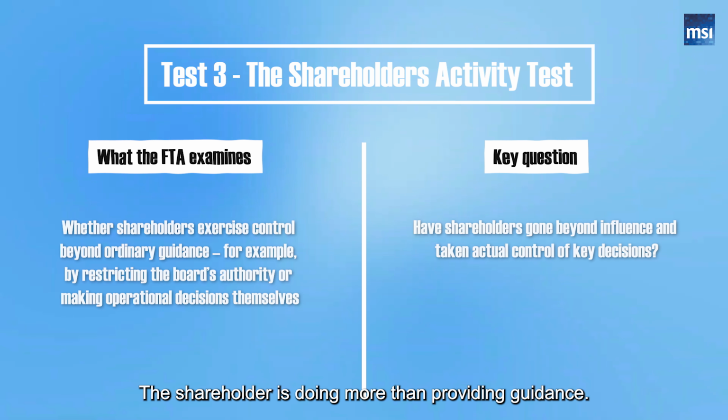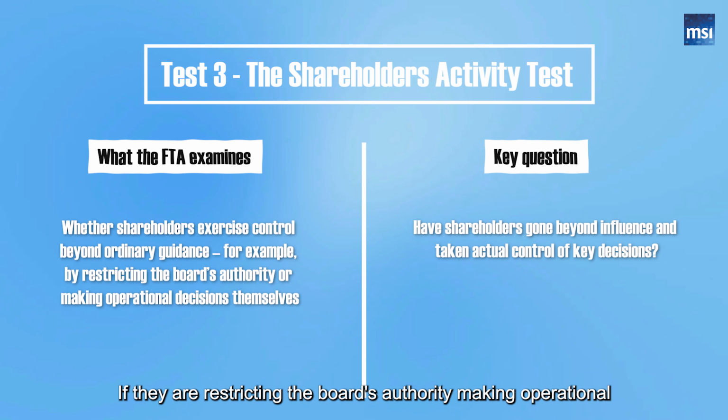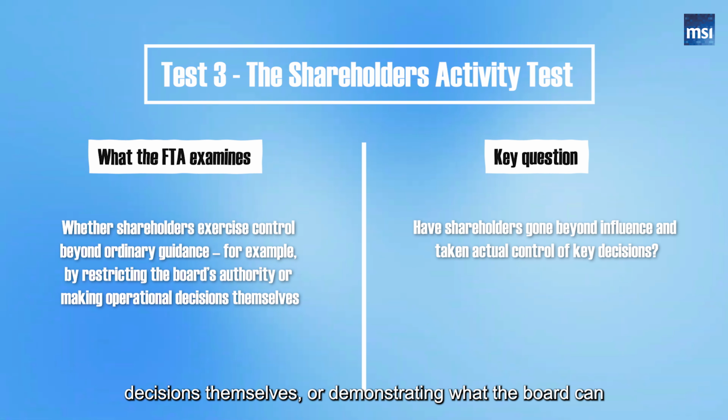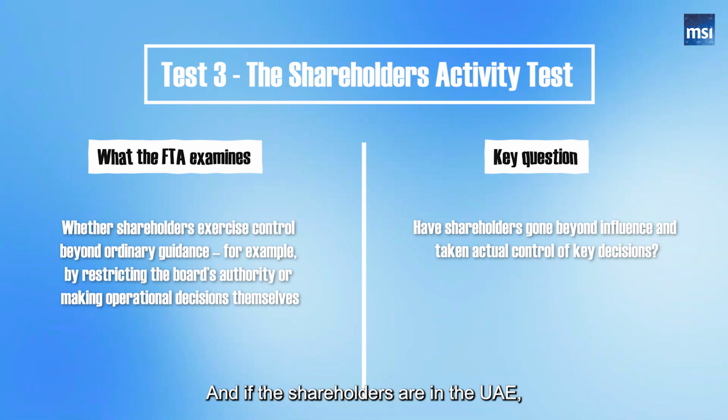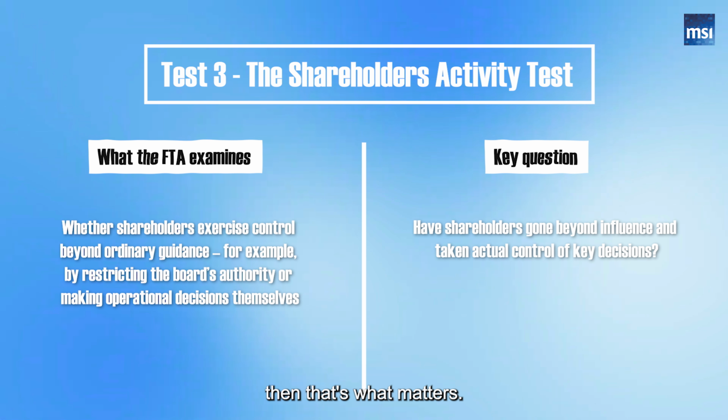If the shareholder is doing more than providing guidance, if they are restricting the board's authority, making operational decisions themselves, or demonstrating what the board can and cannot do, then control effectively sits with the shareholders. And if the shareholders are in the UAE, then that's what matters.